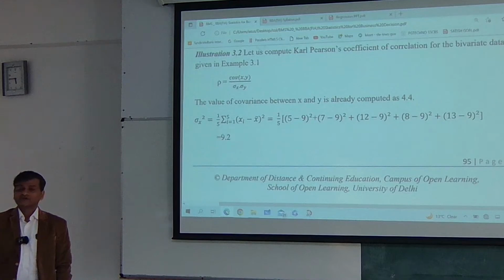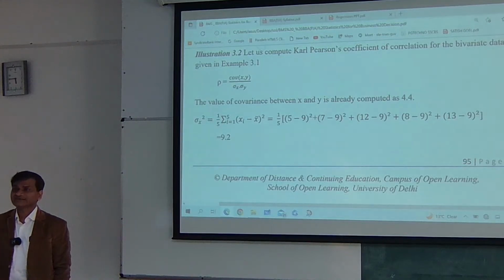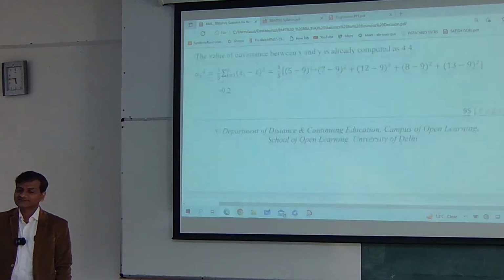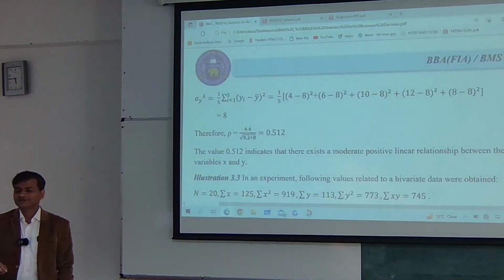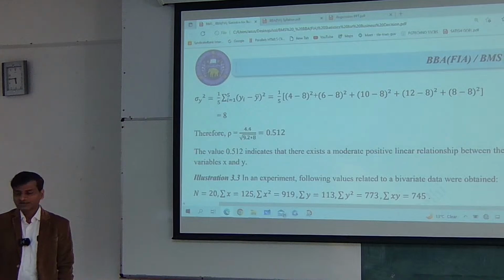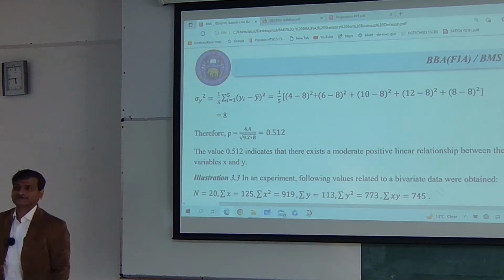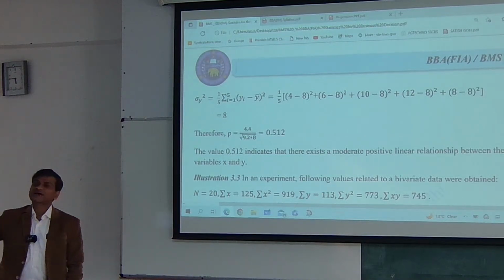Now you can see that for the same example we have calculated the correlation coefficient. We already found the covariance. Now you can find sigma x. This is the formula for standard deviation. First you find the variance, which is 9.2, and then you take its square root. Similarly, the variance of y is 8, and finally you apply this formula and it comes out to 0.512 only, with no units. And you can see it is between -1 and +1.